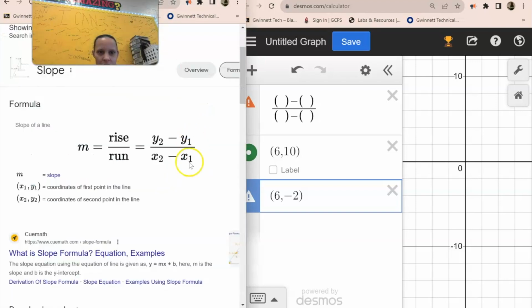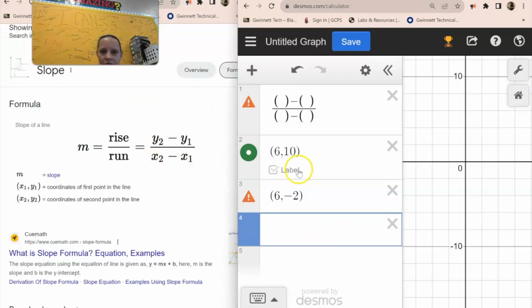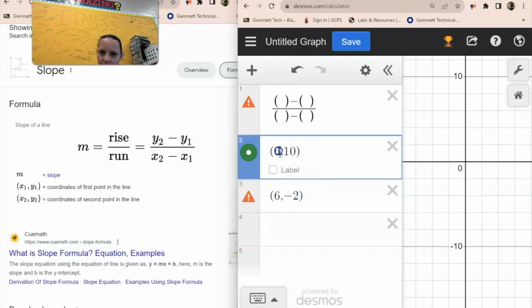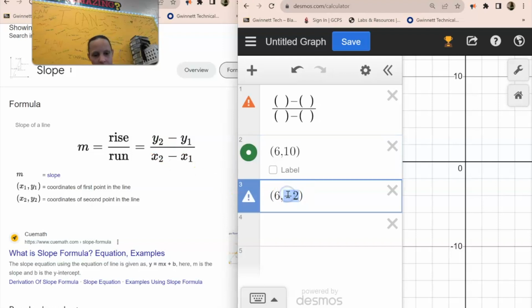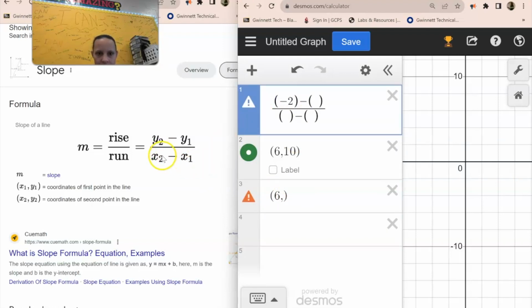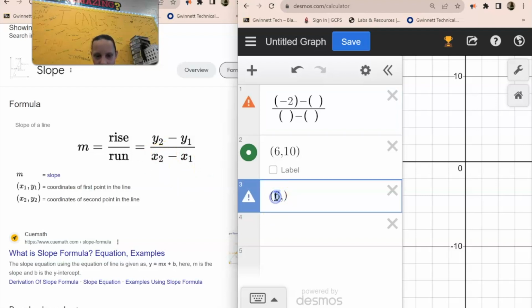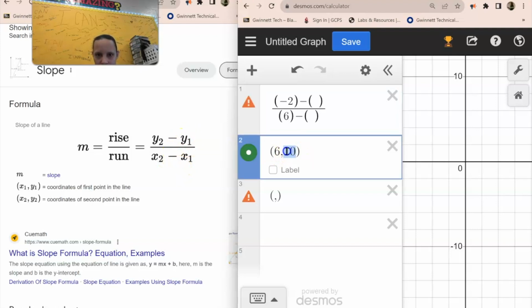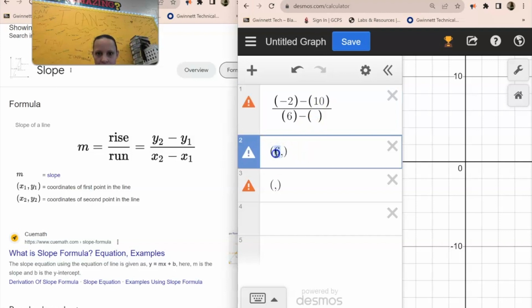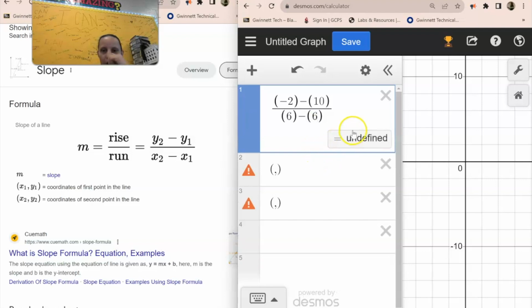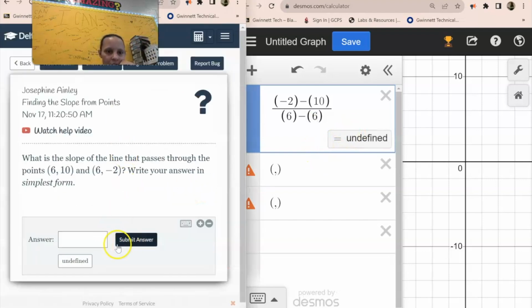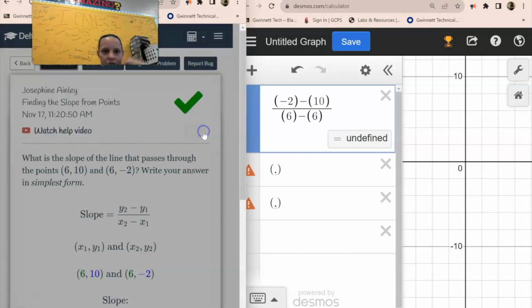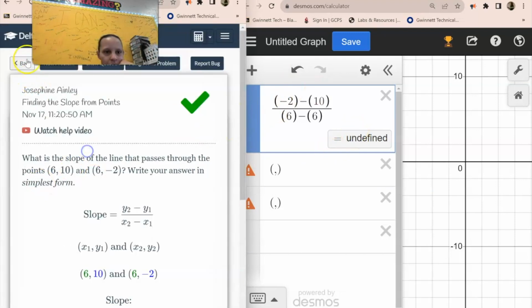Go back to my slope formula just so I can make sure I see it. Again, this is my first one, this is my second one. This is X and this is Y. So starting off with my second Y. Control X, Control V. Then I need my second X. This is X, Control V. Then I need my first Y. So my Y1, Control X, Control V. Then I need my first X, Control X, Control V. All right, again, this is another undefined question, and that's fine. Whatever the answer is, it's fine. If you get a fraction, just make it into a fraction.